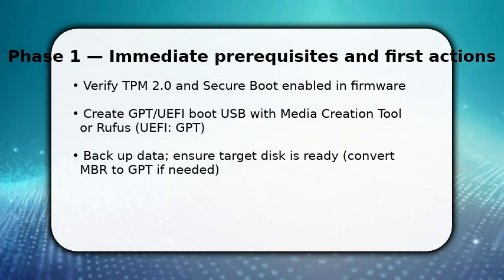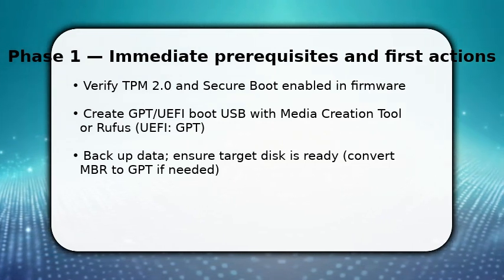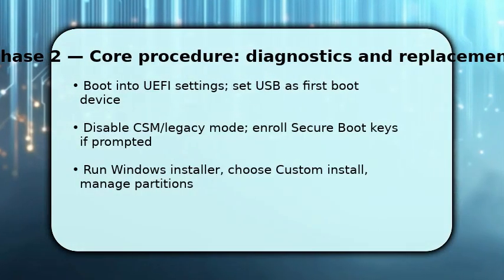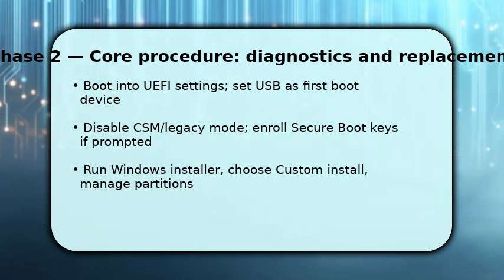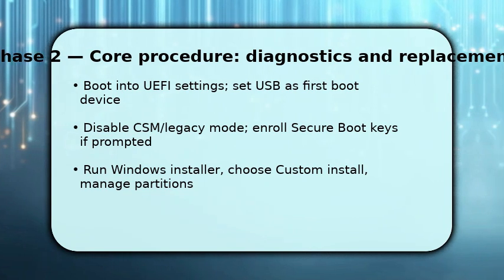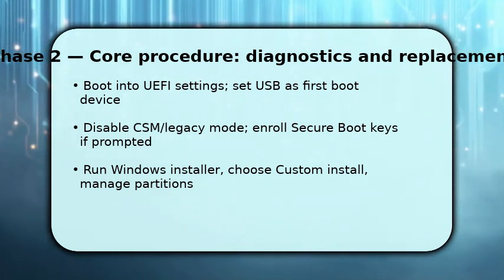After the USB is ready, reboot into firmware and get ready to change boot order so the installer runs from your USB stick. Once in UEFI settings, set the USB as the first boot device and disable CSM or legacy compatibility to force native UEFI mode. Make sure Secure Boot keys are enrolled if the board asks. This prevents boot blocks later.